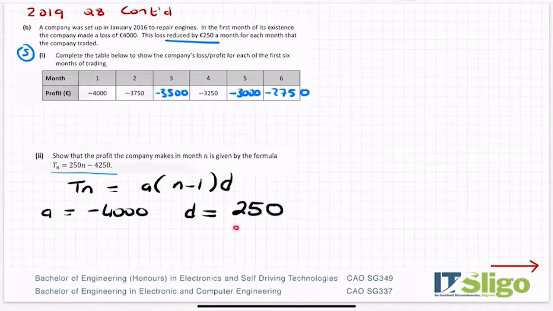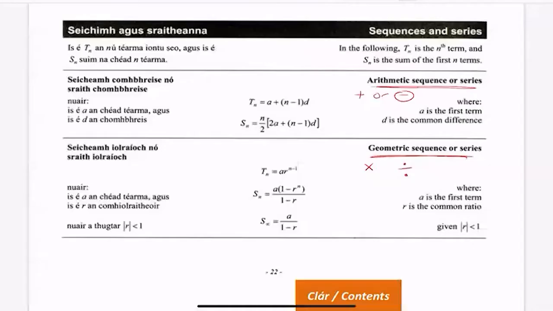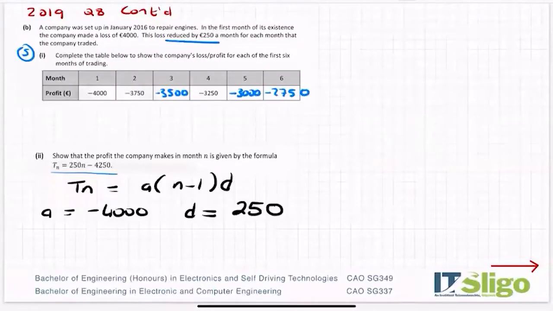It's really easy to get your signs confused here, but that's what we did. We added on 250 to go from term to term. Because I added it on, I know it's an arithmetic sequence, and that's how I know I need this particular formula and not a geometric one. If it was something like my profit halved every month, then that's a divide by 2, and that's what would make it a geometric sequence.